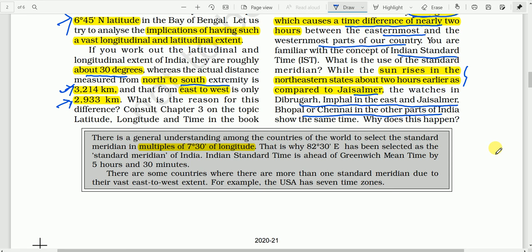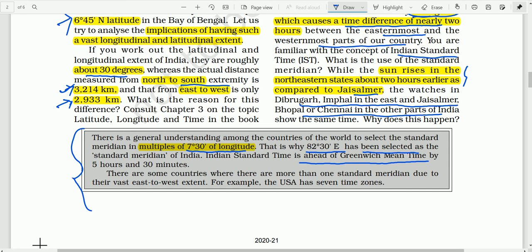Then see about the selection of the standard meridian. There is a general understanding among the countries of the world to select the standard meridian in multiples of 7 degree 30 minutes of longitude, and that is why 82 degree 30 minute east has been selected as the standard meridian of India. The Indian Standard Time is ahead of Greenwich Mean Time by 5 hours 30 minutes.